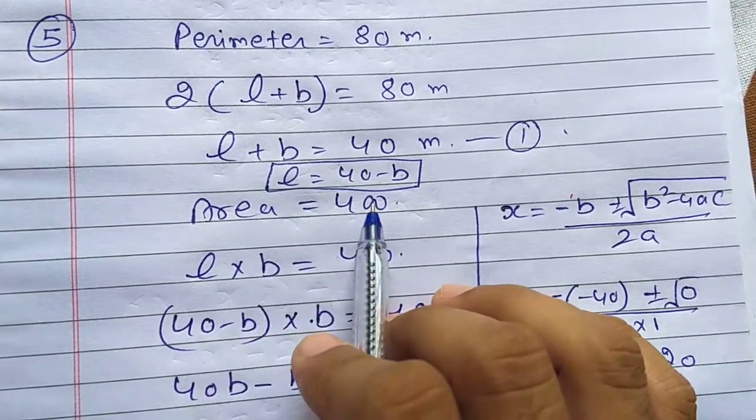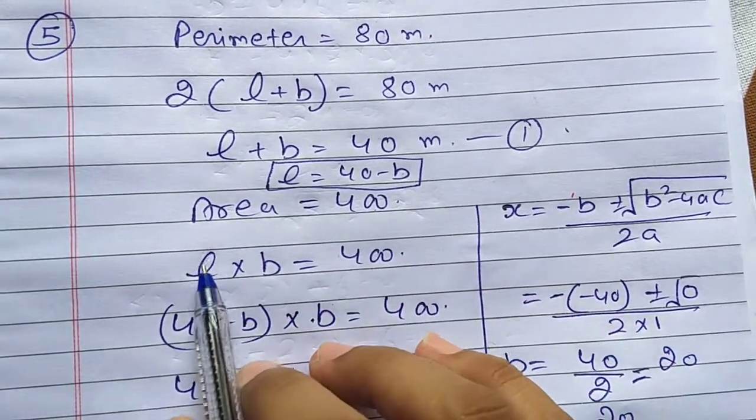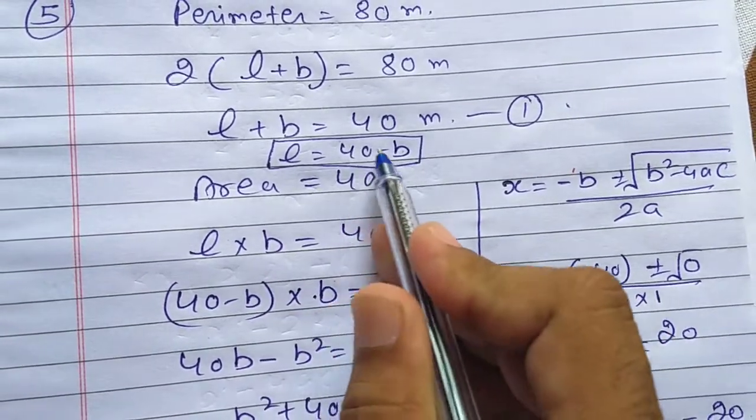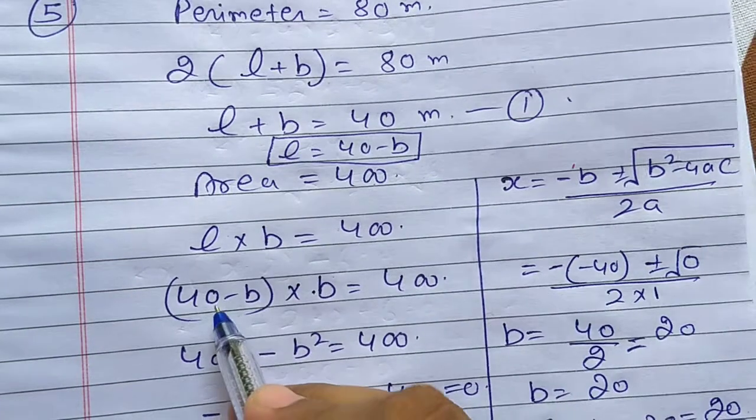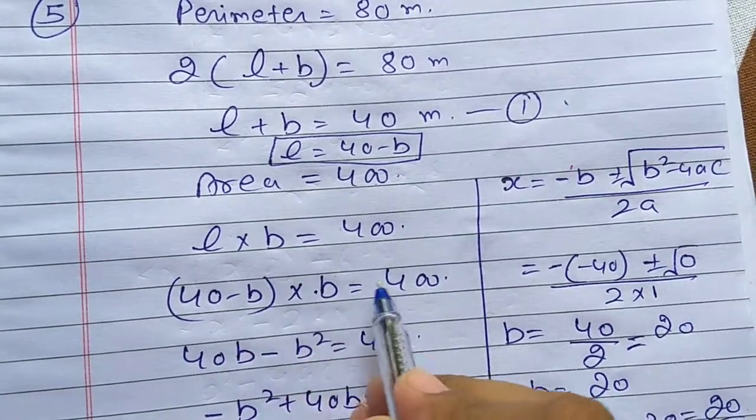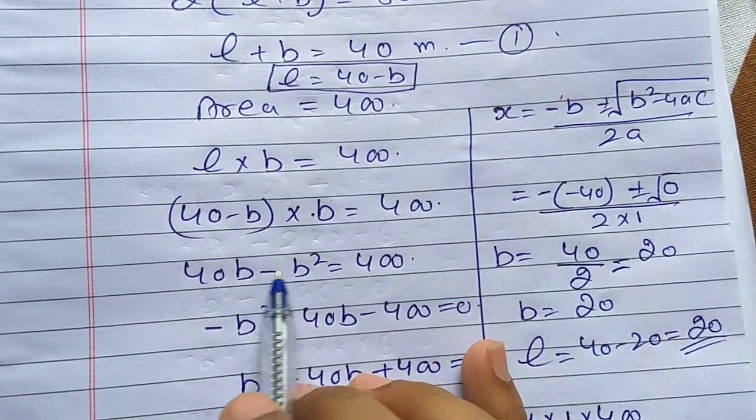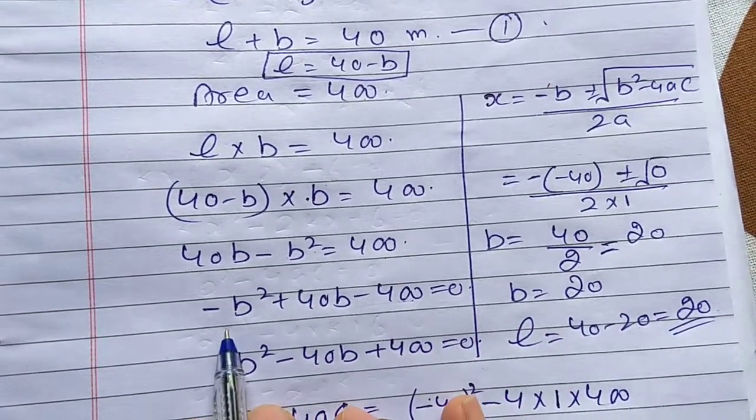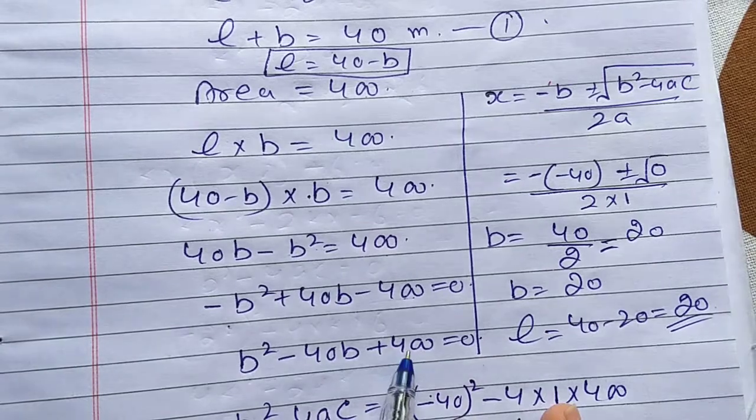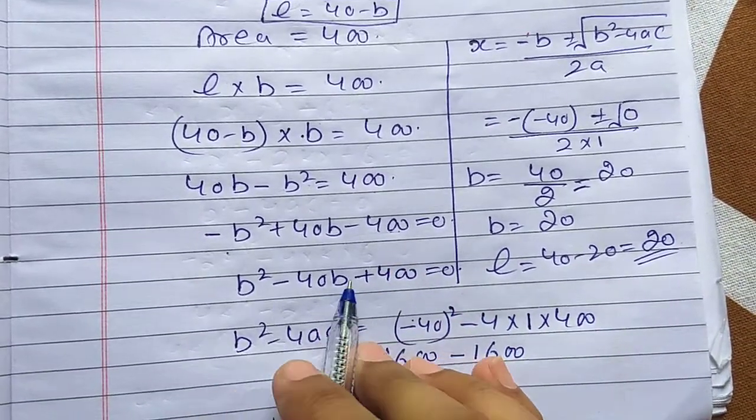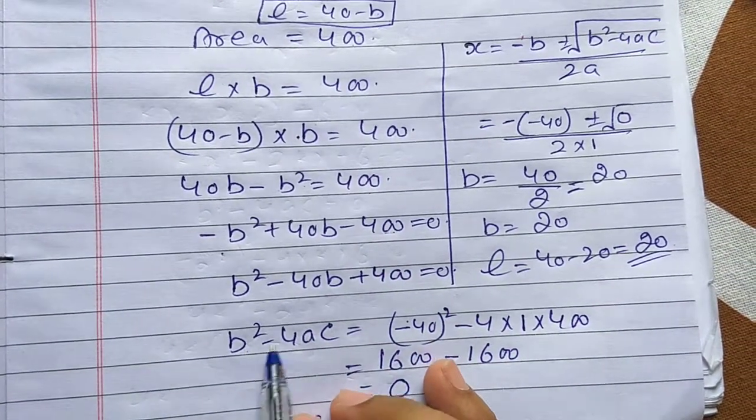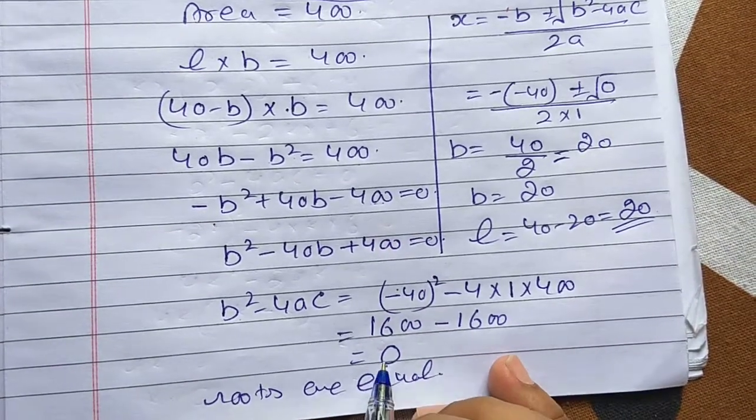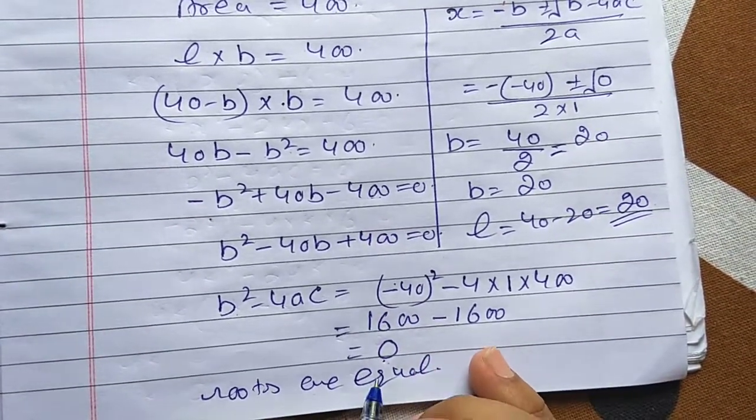Now area is given as 400. What is the formula for area? That is L into B equals 400. Put the value of L here. So we get 40 minus B into B equals 400. Multiply B, then 40B minus B square equals 400. It becomes a quadratic equation. If B square is negative, make it positive. After that compare with the standard equation. So we have to find b square minus 4ac. Solve, this is 0. If it is 0, then roots exist and they are equal.